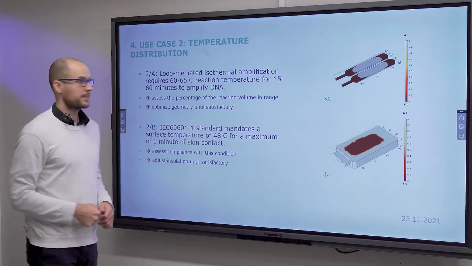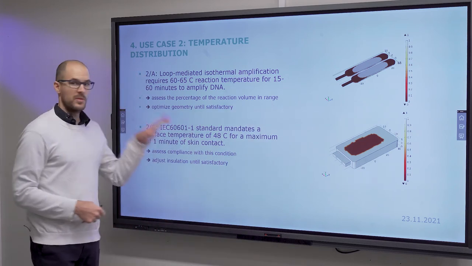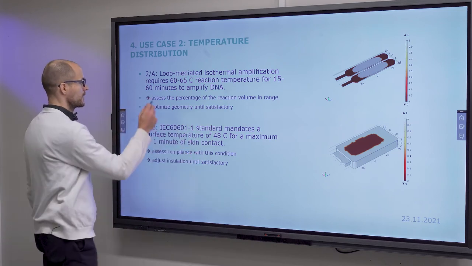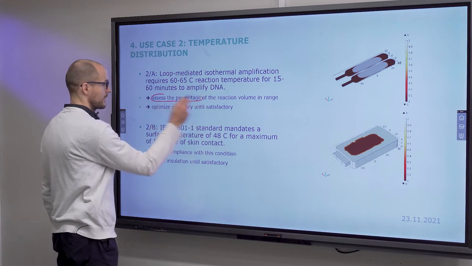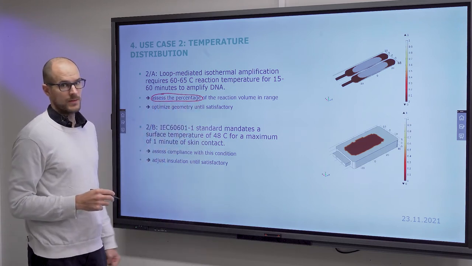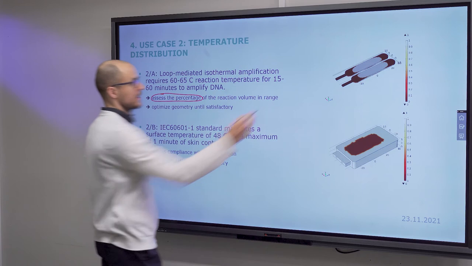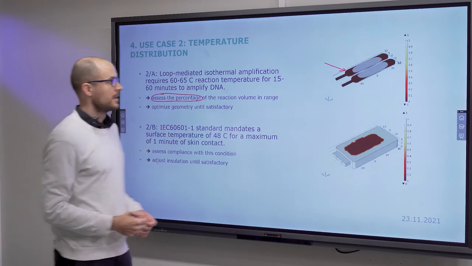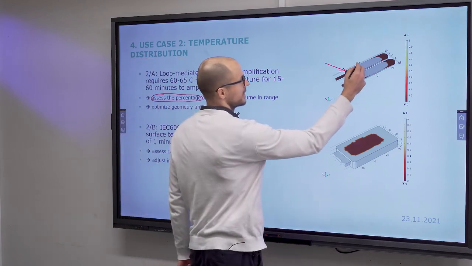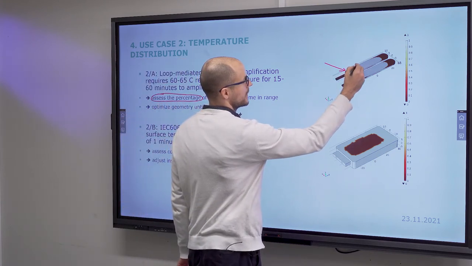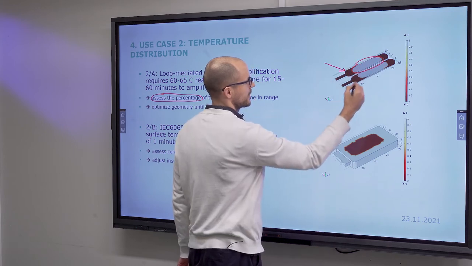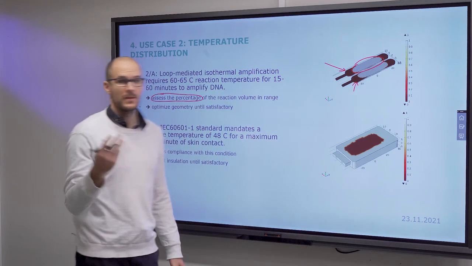What can this be used for? I will only bring you two things. So one is to take a look at how much of the reaction chamber is in the correct temperature range. So this would be an example reaction chamber. And inside this reaction chamber, you have this portion in the right range, the other portion is outside of your range. What does this tell you?